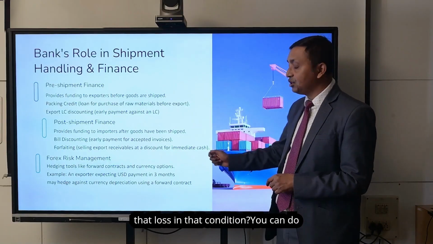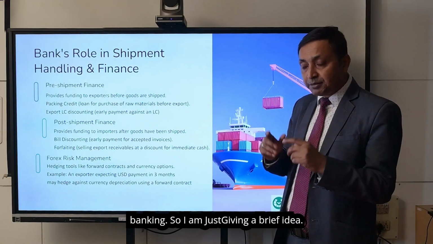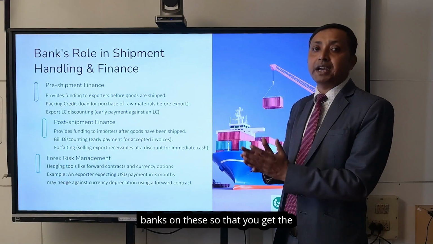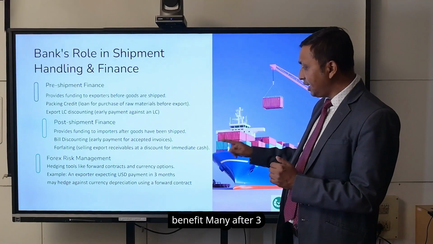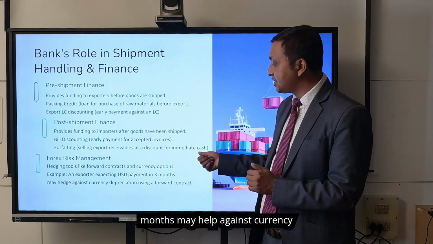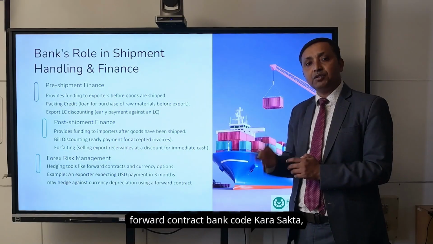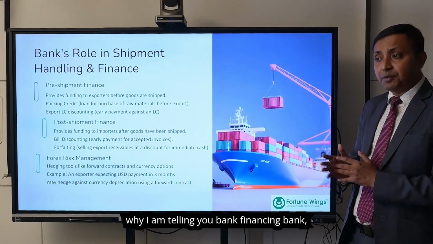In that condition you can do hedging. That is also possible done by the bank. So I'm just giving a brief idea. When you do transactions you can talk to banks on these so that you get the benefit. Many after 3 months may hedge against currency depreciation using a forward contract. A forward contract बैंक को करा सकते हो. This is also possible. So that is why I'm telling you.